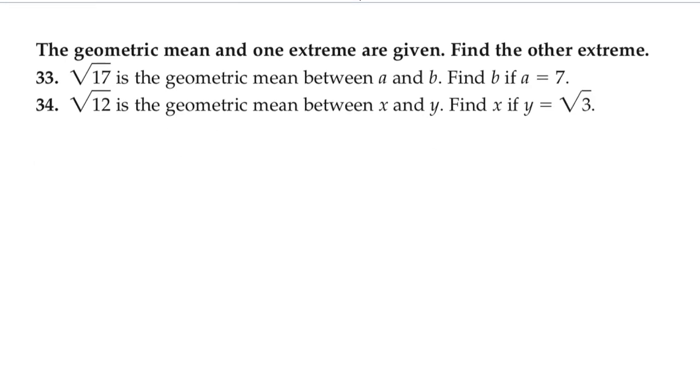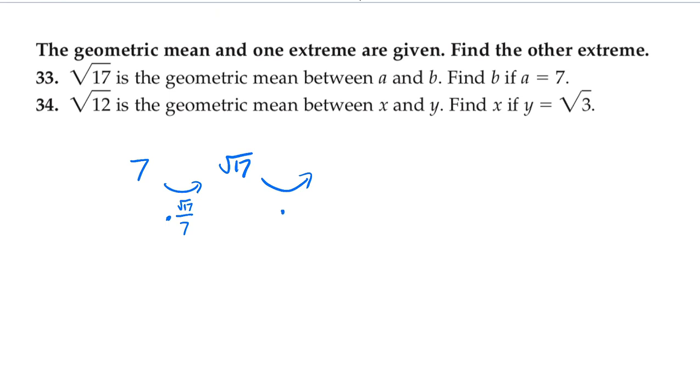Perfect. All right, so what's the geometric mean? What about if you're given the geometric mean and one of the extremes? This is so easy peasy, right? You literally go, well, I start with 7, I multiply by something to get root 17. So what do you multiply by? You divide by 7 to get rid of 7, and you multiply by root 17. So this is exactly the thing you multiply by to get that.